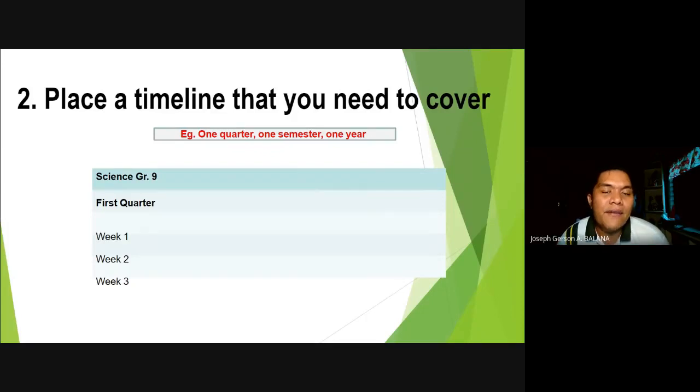And the quarters are divided into weeks, okay, for junior high school. For senior high school, it's into semesters. Okay, so on a weekly basis, then you divide the quarter. One quarter is roughly around 8 weeks, okay, or 6 to 8 weeks.